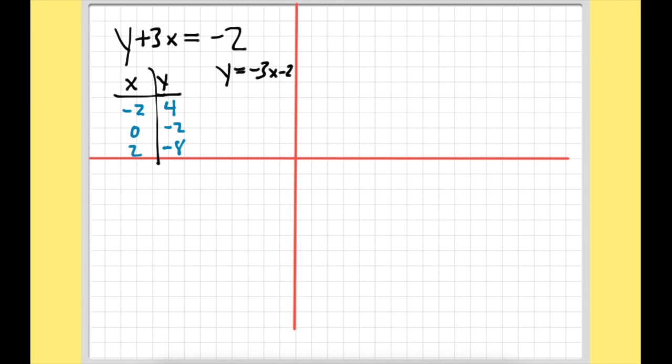So I plot those points. Negative 2, 4, 0, negative 2, 2, negative 8. Do these all line up in a straight line? They do. We'll make sure that our arrows go in both directions because our line continues forever in both directions.